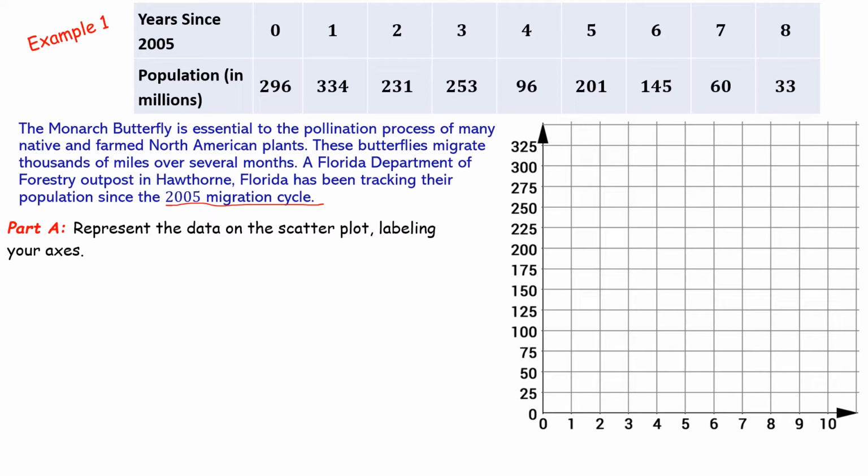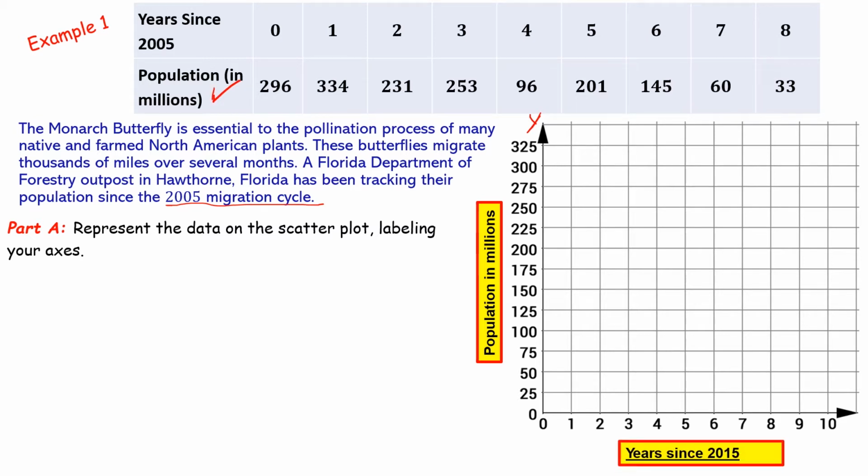So let's look at part A. It says represent the data on this scatter plot, labeling your axes. And so we have the larger numbers for our y axis here. And so that would be my population in millions, because our population is in millions on our chart here. And then at the bottom, that would be the years since 2005 there. All right. So let's go ahead and plot these ordered pairs. So this would be our x, or our horizontal, and then our y here. So independent and dependent variable here. All right. x and y, independent and dependent.